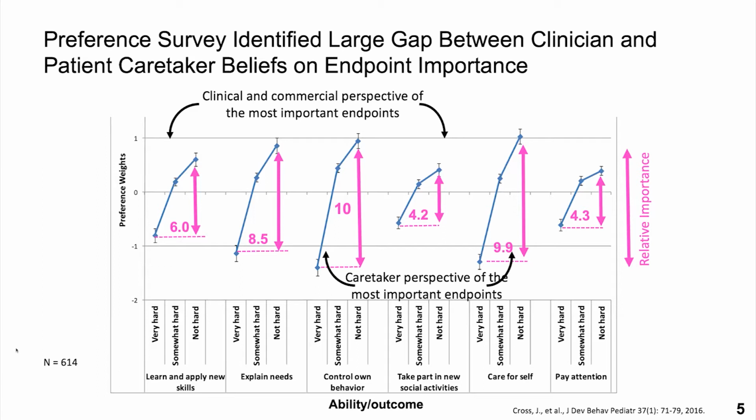The caretakers, and the preference study was done on the caretakers or the parents because the children couldn't do the survey, actually regarded controlling your own behavior and caring for your own self as the most important attributes. So it shows you that you can use a quantitative preference survey and get radically surprised by what people think is the most important thing that you should study or what your drug should do. Now, as it happened, this drug failed in phase 2. Had it not, the company would have used this information to design the particular endpoints that they would use in phase 3. So I think it's a fascinating example of how off our instinct can be.